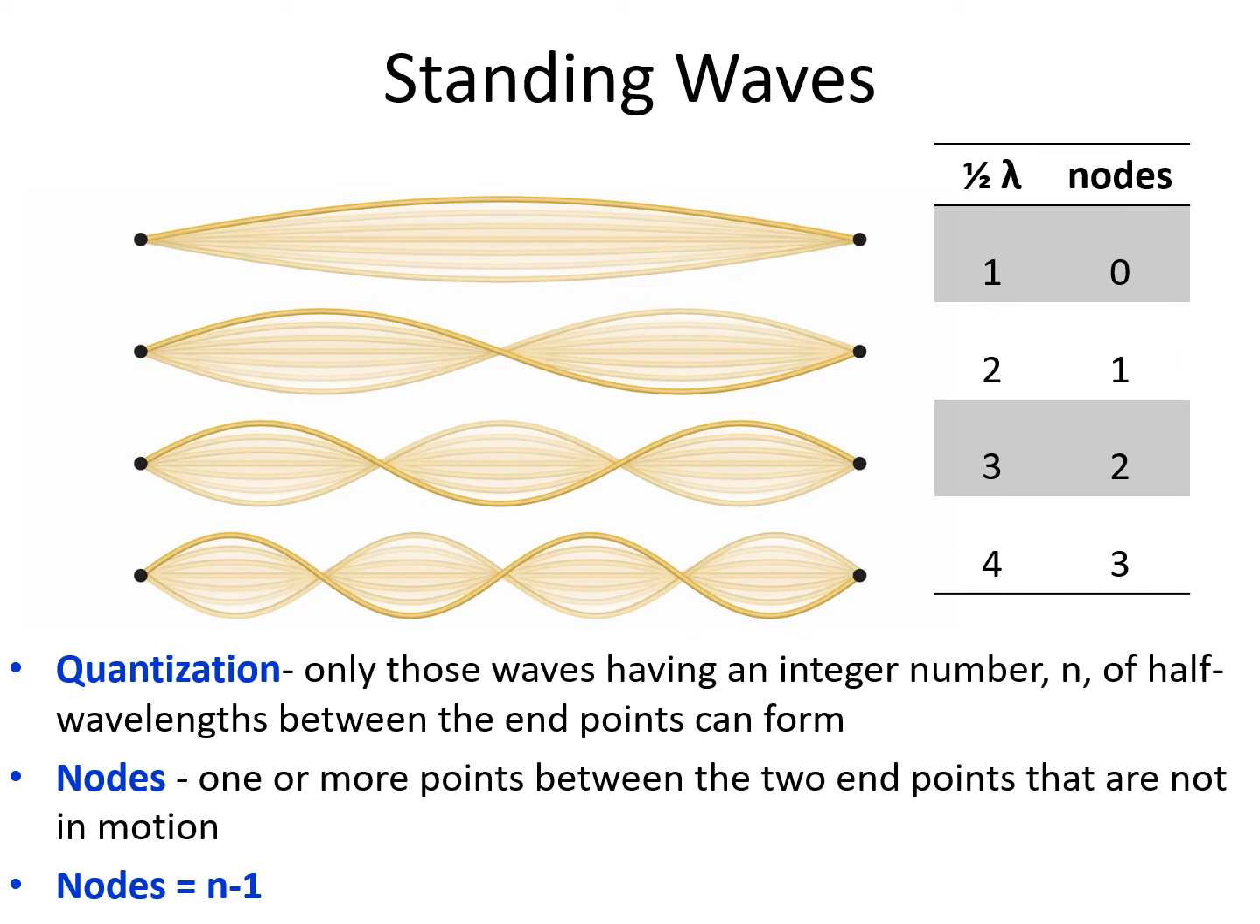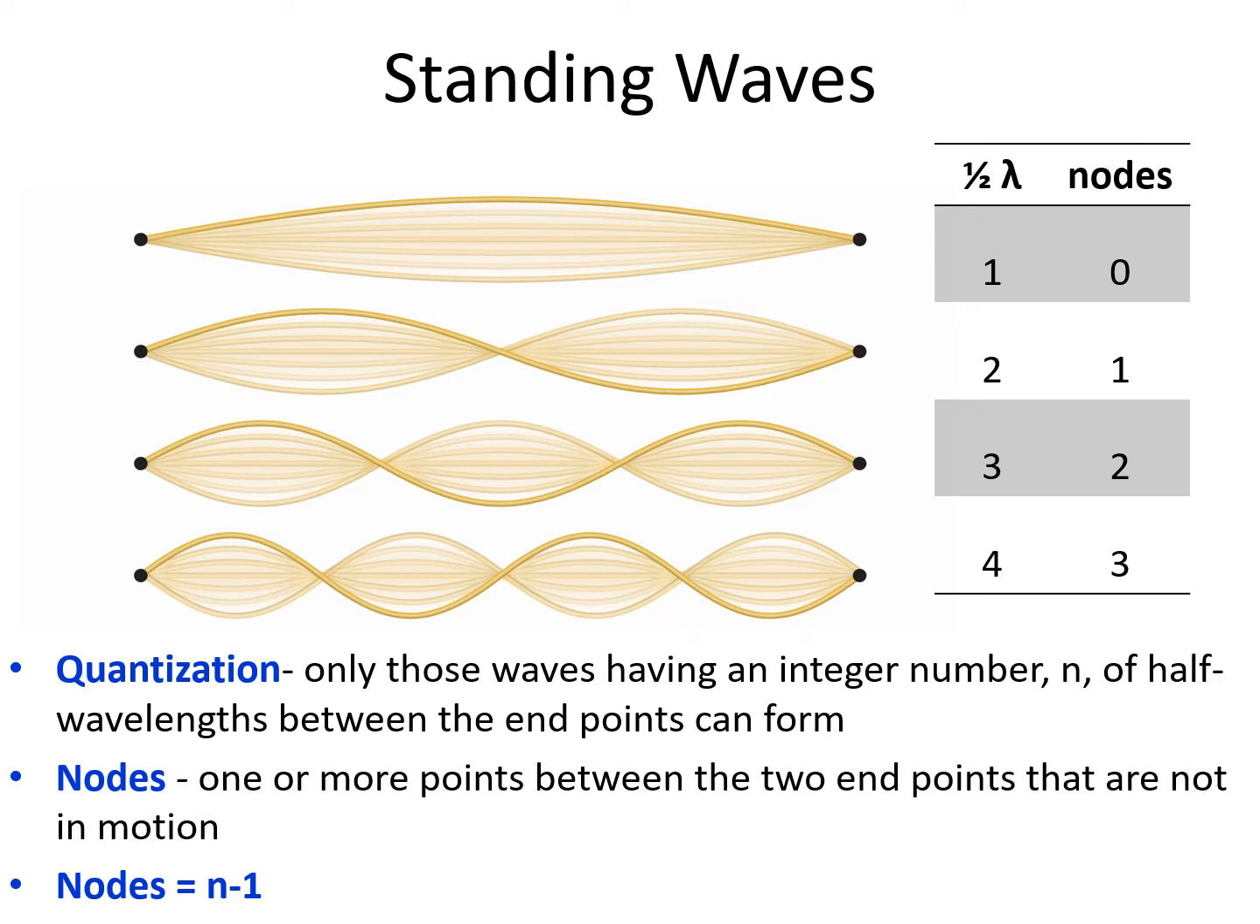Standing waves are anchored at endpoints like a guitar string. Standing waves exhibit quantization. Only waves with integer numbers of half wavelengths are able to form. A half wavelength is like a peak or a trough, but not both.